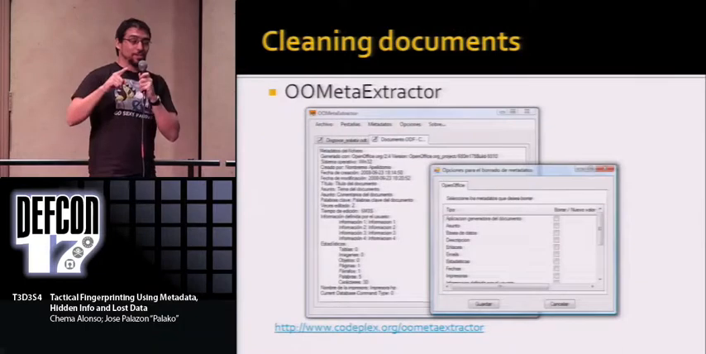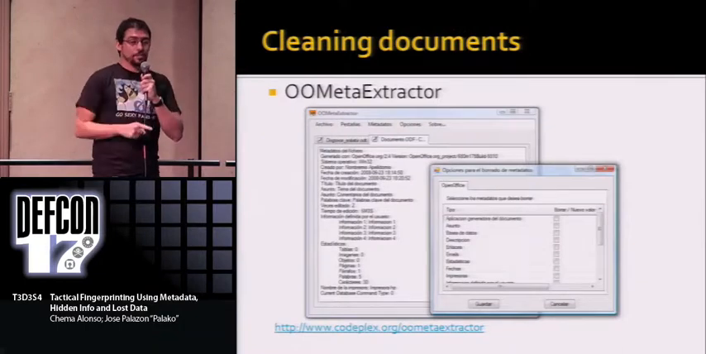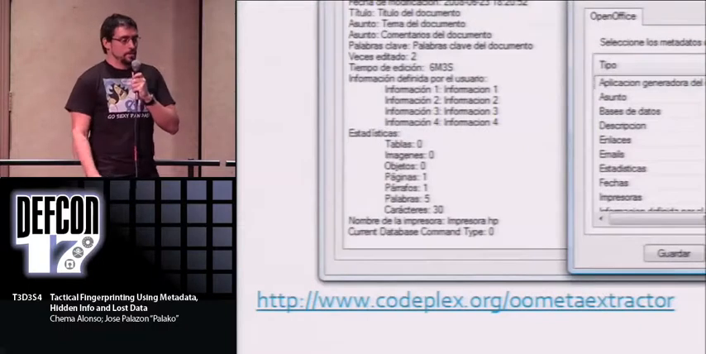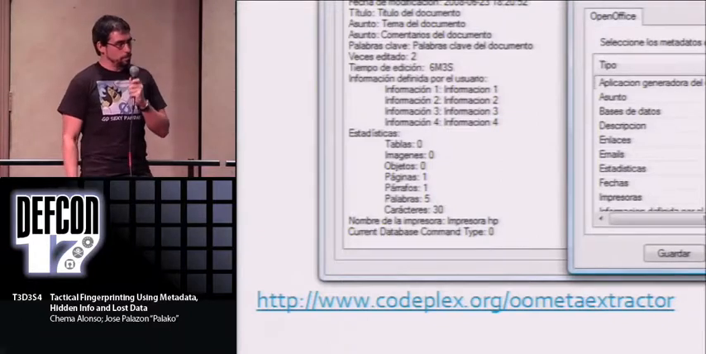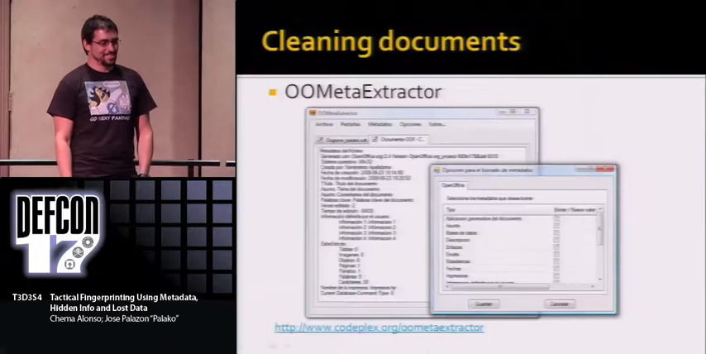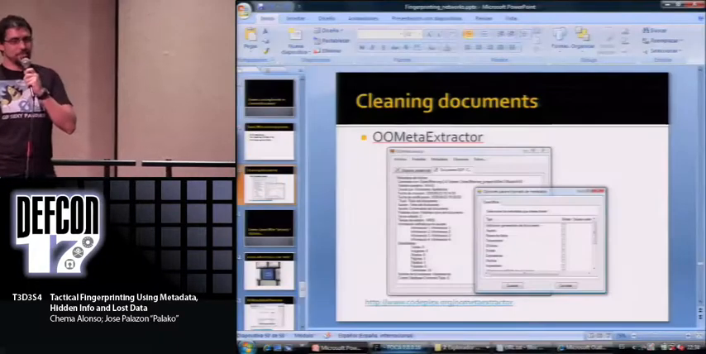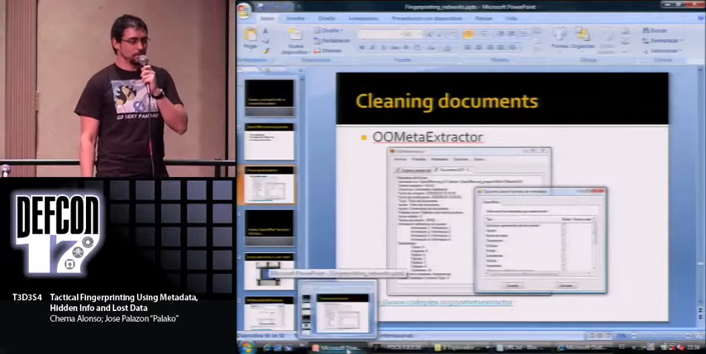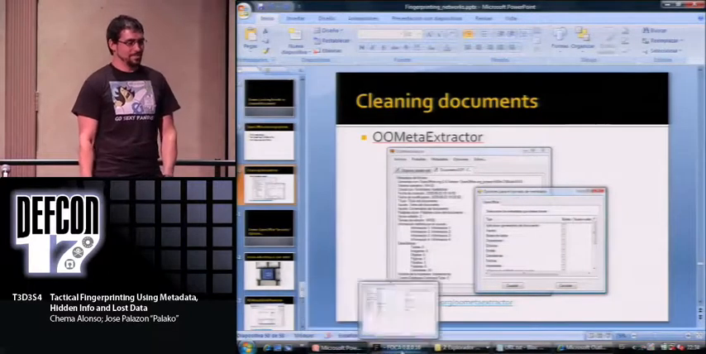Oh, sure. So we created this OO Metastripper tool, which actually does it right. This is free. It's at Codeplex. You can download it and use it. So we have a demo of how the tool works. And it is in Spanish, because in Spanish it's better. But you're welcome to translate it, and to port it to something that is not Windows.